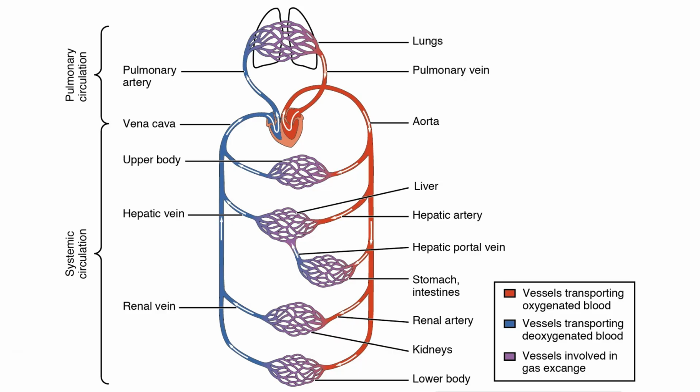The vessels that carry blood to the heart are veins, and the vessels that are carrying blood away from the heart are arteries. So the pulmonary artery and the systemic veins are all colored bluish purple, and the pulmonary veins and the systemic arteries are all colored red.